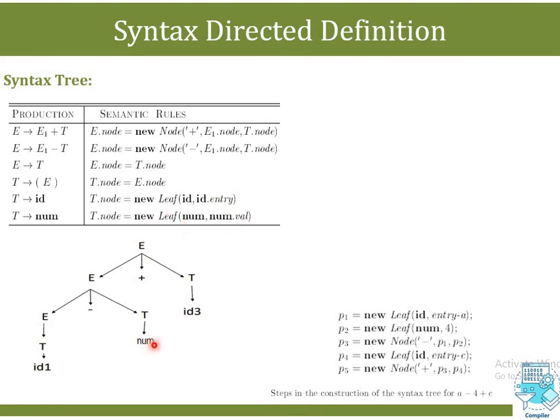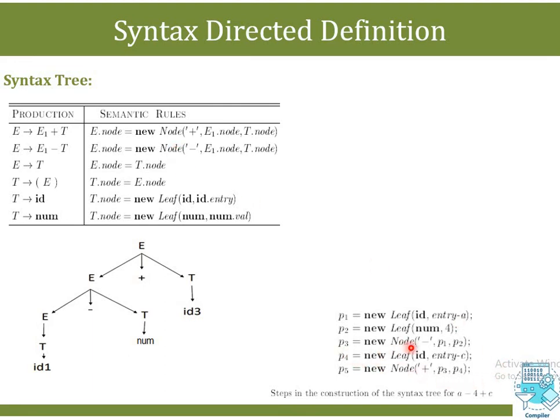Now after creating the leaf node, you're just going to the parent node. It is E tends to E minus T you have applied. So when you have E tends to E minus T, then what you have to do? You want to create a root node. You want to create not a root node, you want to create an interior node. So that is what you're doing here.